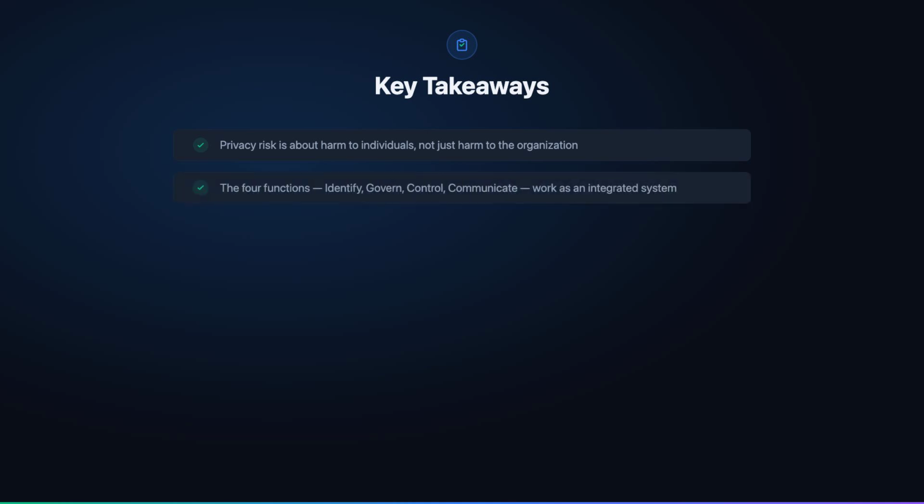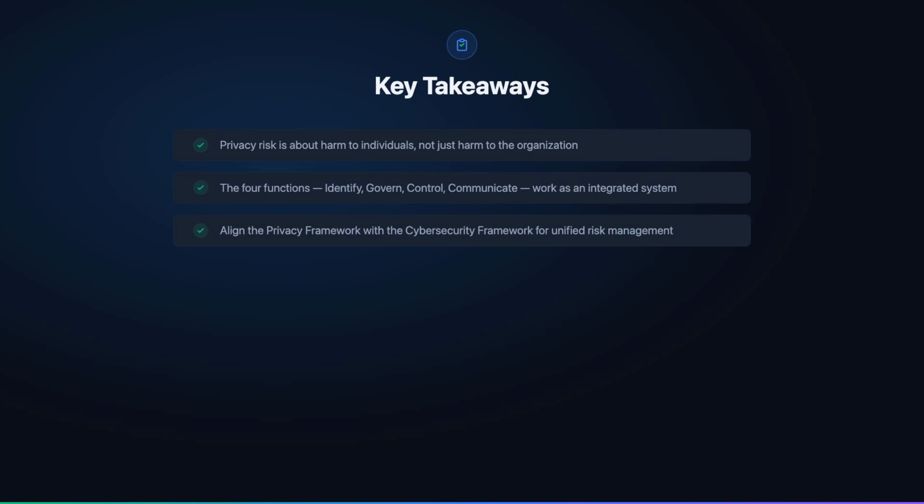Second, the four functions work as an integrated system. Identify-P discovers what needs protection, Govern-P sets the rules, Control-P enforces them, and Communicate-P builds trust. Weakness in any function undermines the others.